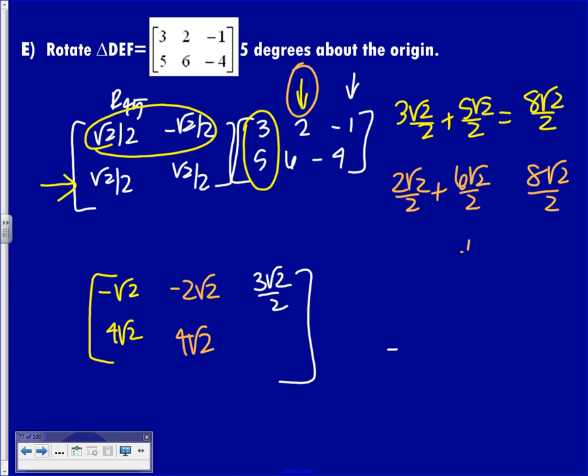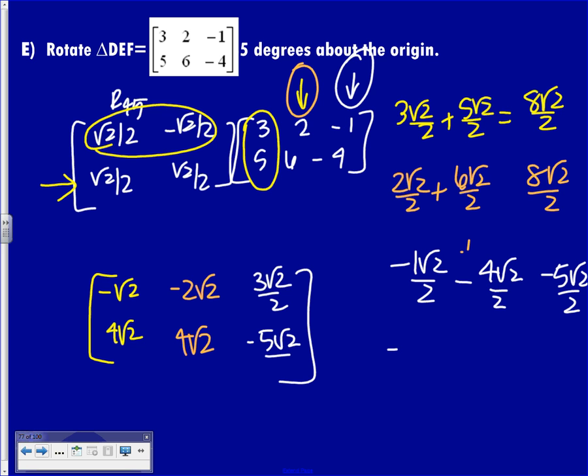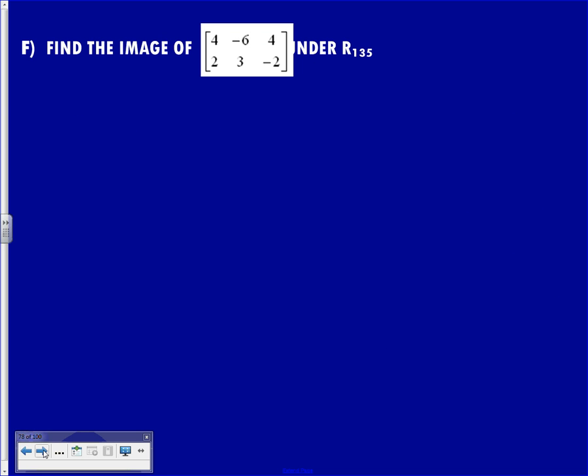And moving to my very last one here, I've got -1 square roots of 2 over 2 minus 4 square roots of 2 over 2. Watch your negatives. -1 minus 4 is -5 square roots of 2 over 2, and that one does not reduce. Okay, if you're having problems with the algebra, just take some notes and then bring those to class tomorrow, okay? But let's try a couple more.